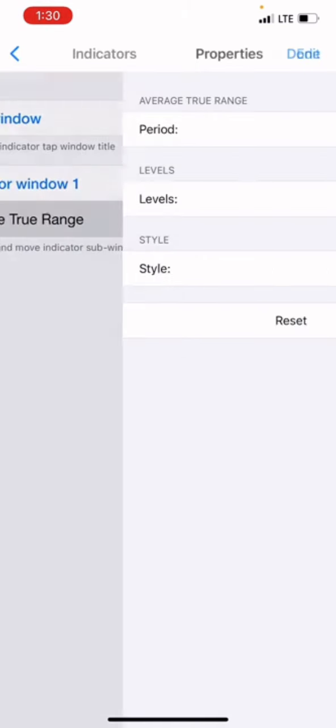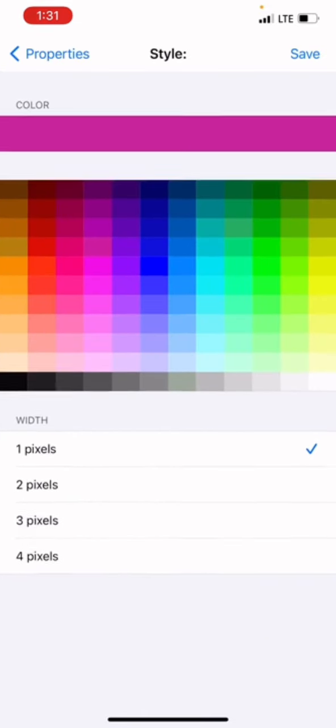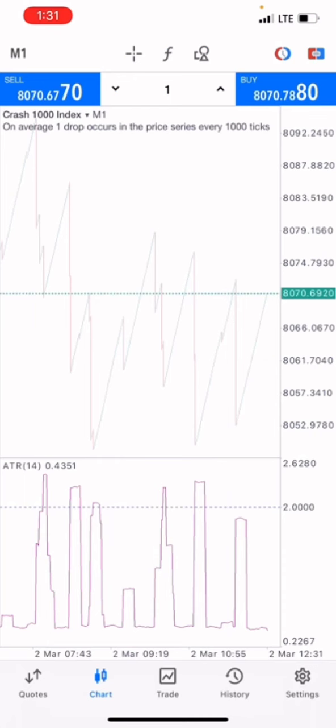Okay, I'm coming. Yeah, so that's it. Okay, I didn't explain the style. The style, you can use this color and make it 1 pixel. You save and you're done. Simple strategy, just like this.